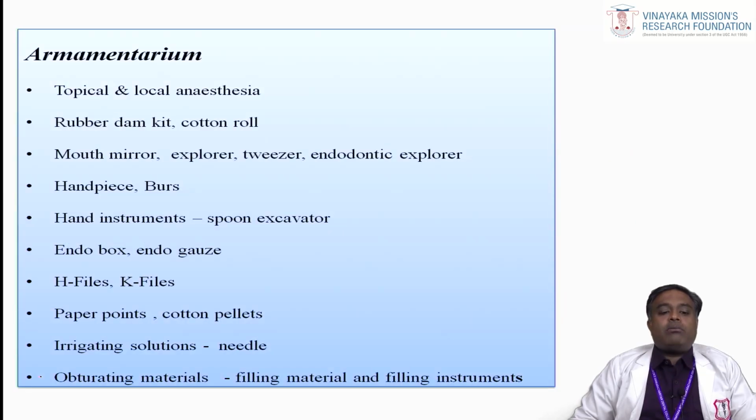Coming to the armamentarium, most importantly, topical and local anesthesia is required. A rubber dam kit with cotton rolls, mouth mirror, explorer, tweezer and endodontic explorer, handpiece and burs. Hand instruments like a spoon excavator are important, and an endo box with endo gauge, H files and K files, paper points, cotton pellets and irrigating solutions. Last, obturating materials are required.